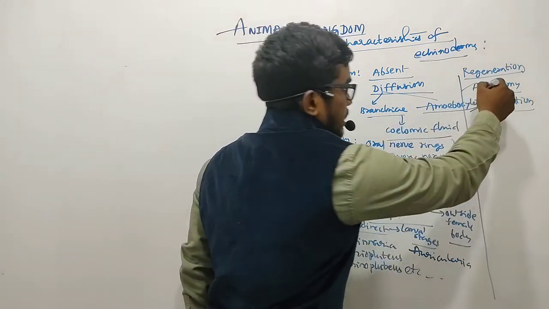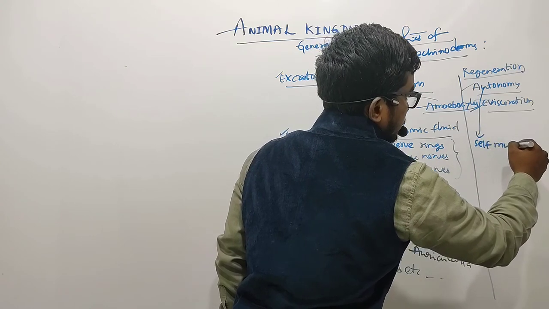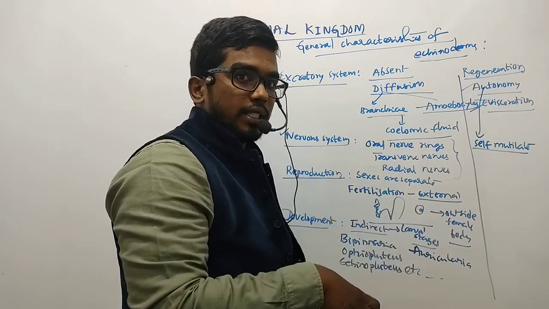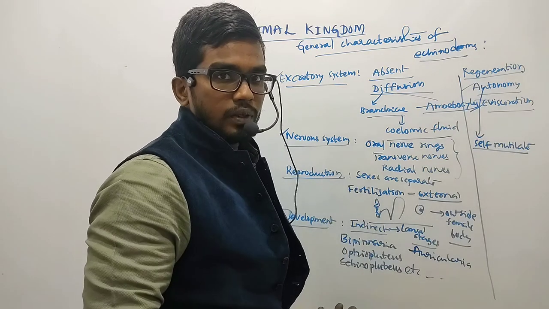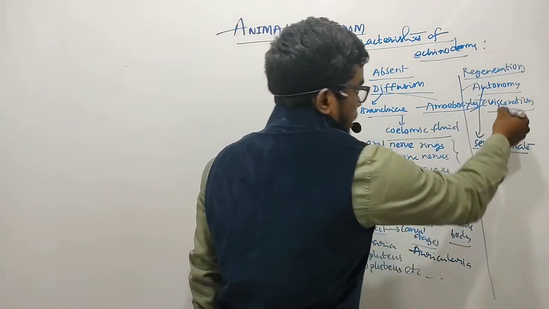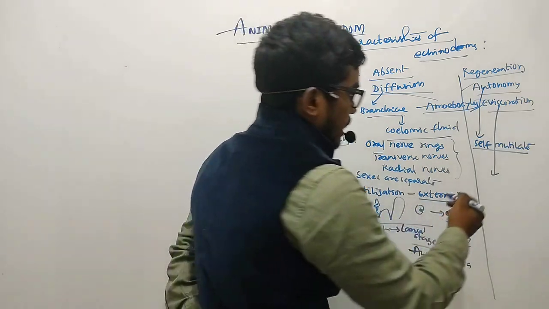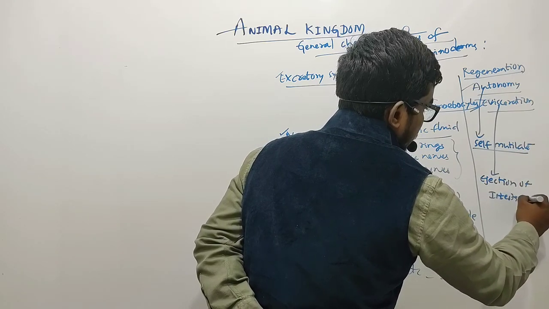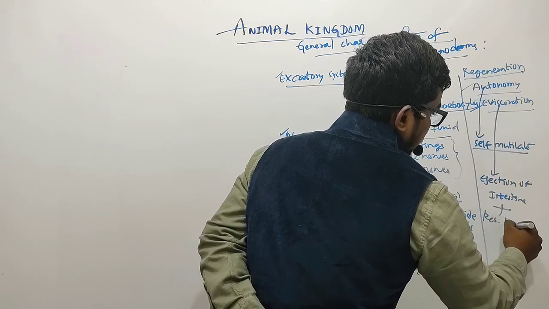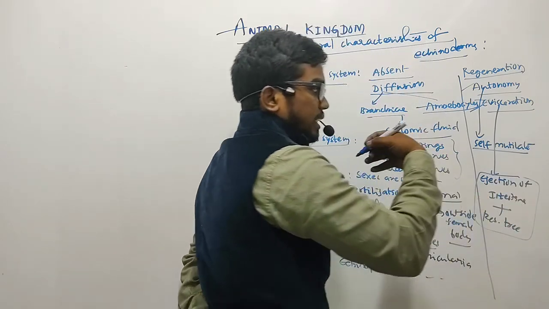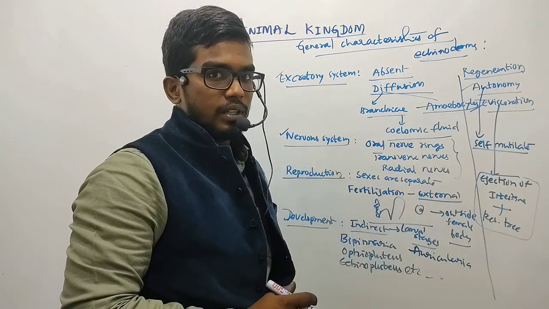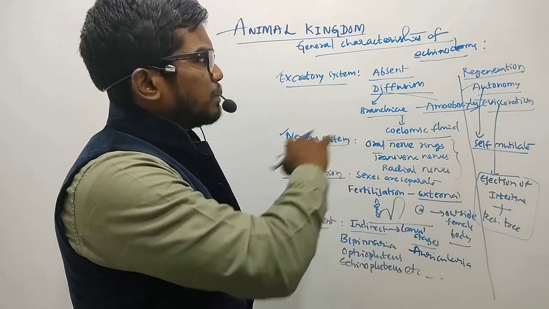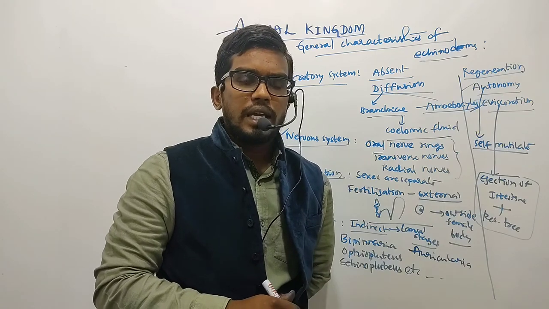Autotomy means these organisms self-mutilate. They cut off their body parts, and further they regrow them. Alright, that is called autotomy. Evisceration is a different type of regeneration where there is ejection of the complete intestine plus the respiratory tree. The organisms themselves eject the complete intestine along with the respiratory tree. Later, they reform this intestine and respiratory tree. These are the types of regeneration which we can find with respect to echinoderms.